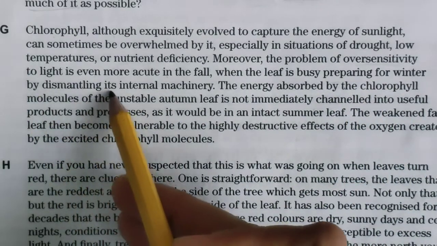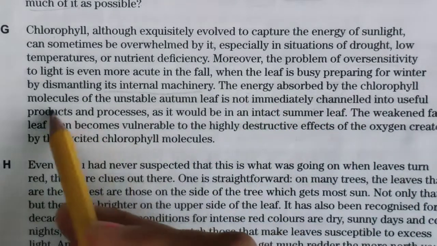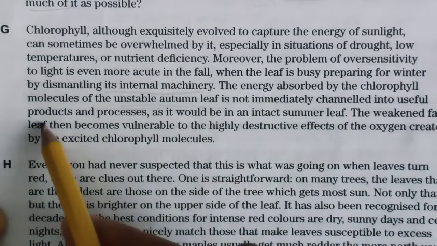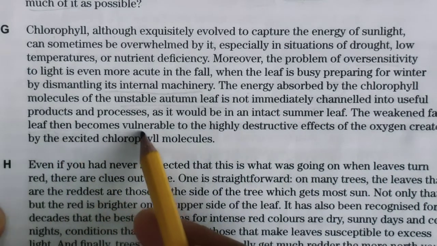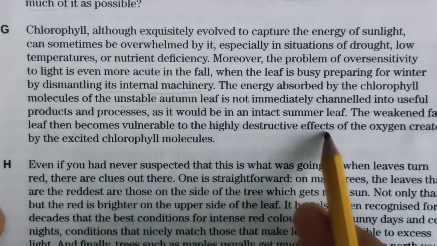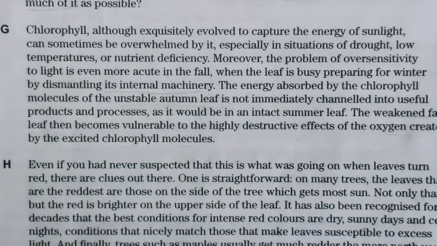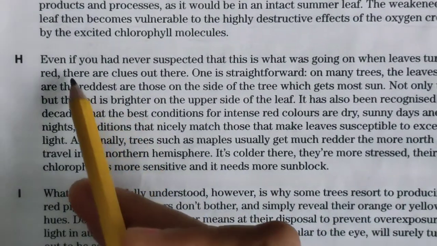By dismantling its internal machinery, the energy absorbed by molecules of the unstable leaf is not immediately channeled. The weakened fall leaf then becomes vulnerable to the highly destructive effects of oxygen created by excited chlorophyll. So no, I don't think that option is there. Let's read the H option.